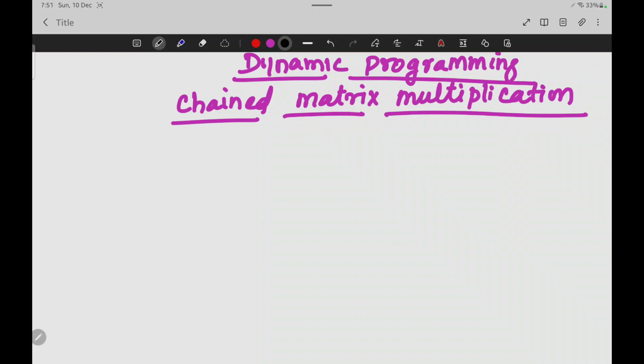Hi everyone. Welcome back to DAS series. Today we are going to see another concept, chained matrix multiplication under dynamic programming. First we shall see what is meant by matrix multiplication.